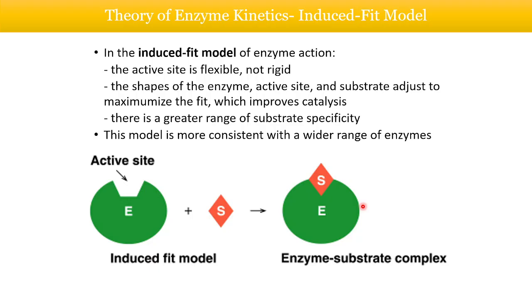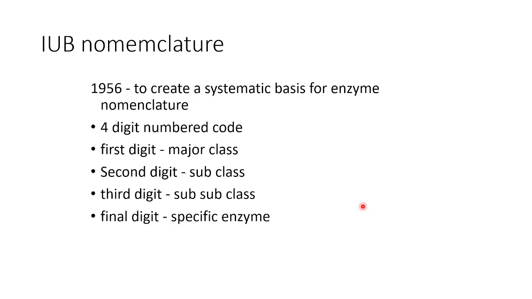Fine. So the shape of the enzyme, the active site, and the substrates adjust to maximize the fit, to improve the catalysis. If the substrate does not bind properly, if the active site is not able to function properly, what happens? The reaction rate slows down, and it's the same as that for a normal reaction. Then you don't require the need of enzymes. And this model is more consistent with the wide range of enzymes.